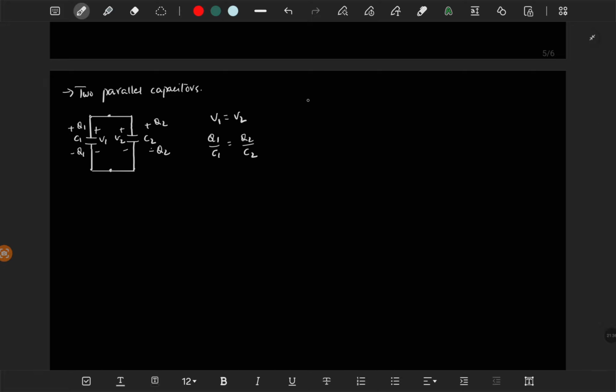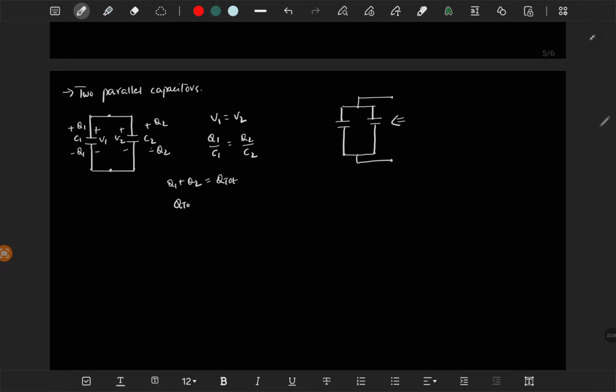And if you want to represent this in a single equivalent circuit with a single capacitor, then how can we do that? So we have two capacitors, and between these two nodes, if you want to represent it as a single capacitor, then what is the total charge between these two nodes? It is Q1 plus Q2, which is Q total.